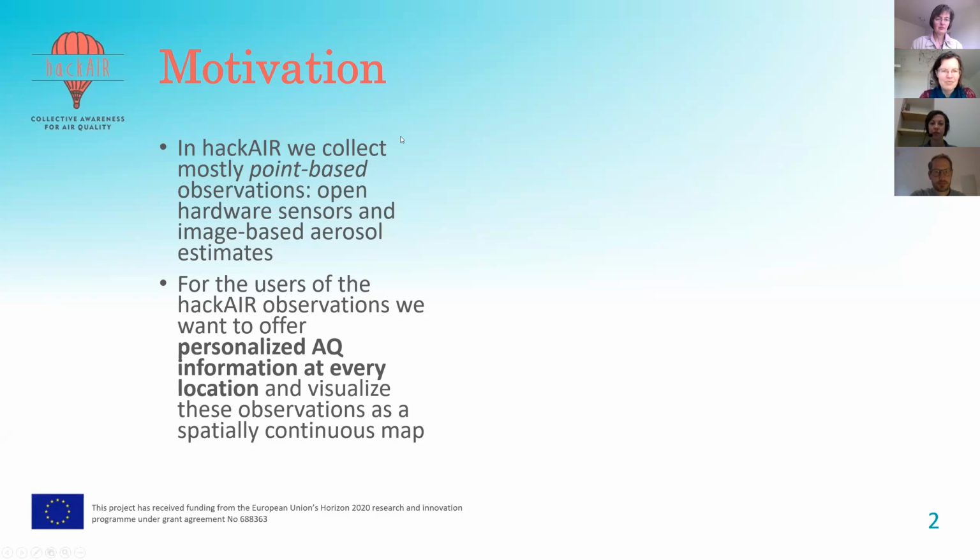So the motivation here is that in hackAIR, we collect many different point-based observations. This includes, for example, image-based estimates like Lefteris just showed, but also we have these hackAIR Home, these open hardware sensors that people start to distribute, and many other sources of information from other projects and so on. We use all these to get information about air quality. And all these sources have different accuracy levels, right? But what we need to do in the end is to provide the users of hackAIR with personalized air quality information at any location, even if there are no observations at that point available right now, and to visualize these observations.